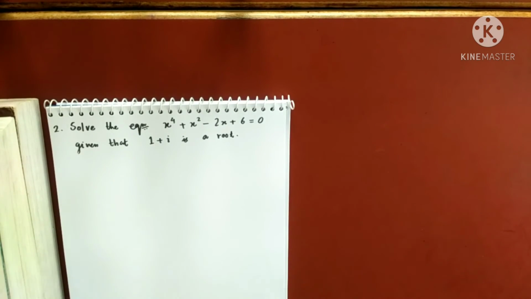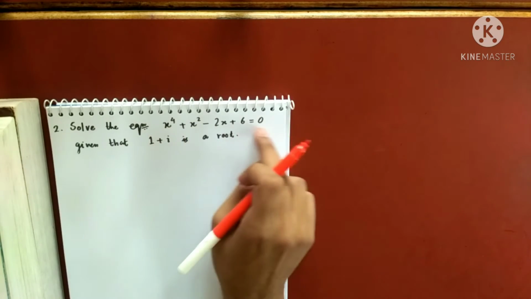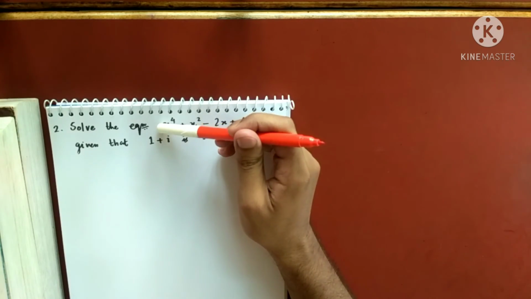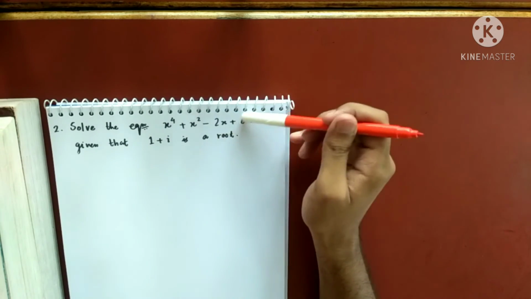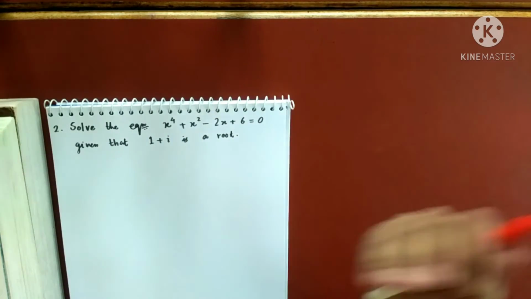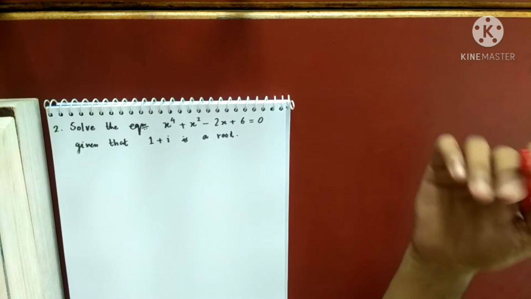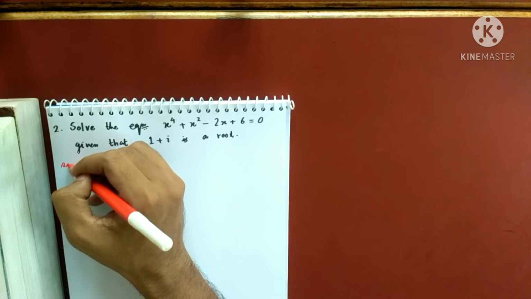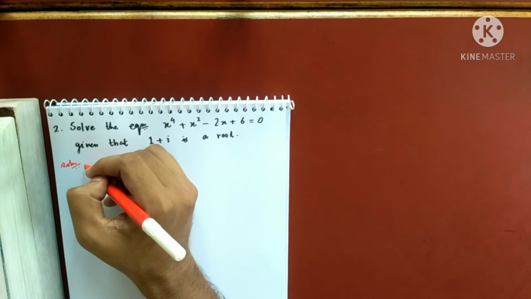So here is another question. Solve this biquadratic equation. It is given that 1 plus i is a root. Now just look here, this is a polynomial having real coefficients and 1 plus i is a root. So just using the previous theorem, we can say that 1 minus i is also a root.